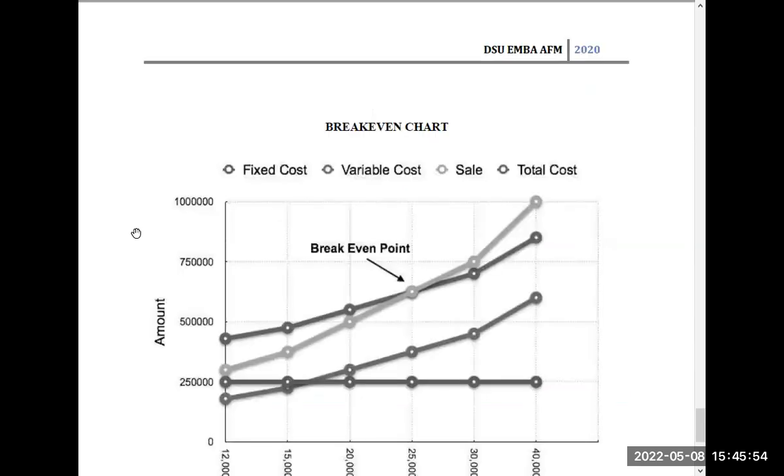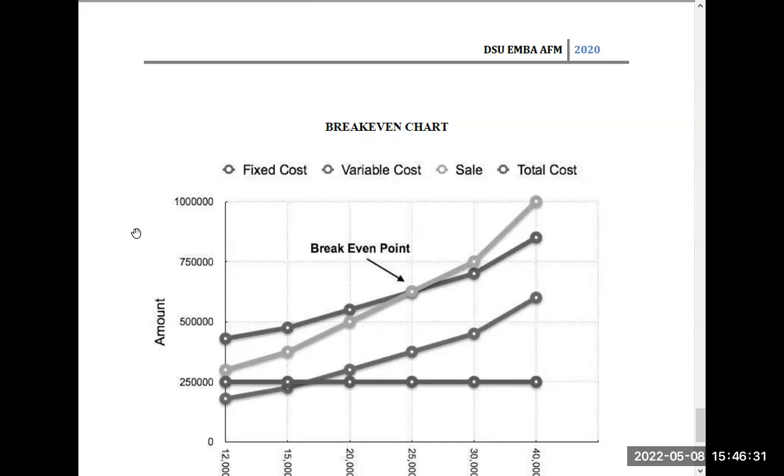So the same thing has been expressed in terms of a graph. Look at this. This is the point at which the total revenue and the total cost intersect in one point. That point is called the break-even point. You already told in the beginning of today's class, cost is equal to revenue, income is equal to expenditure. That point is called the break-even point. That point is this one only.